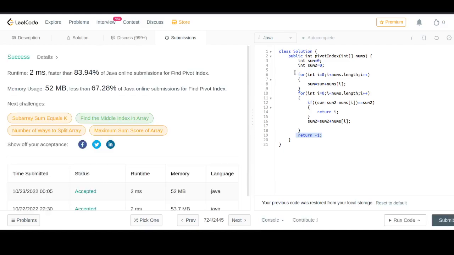The time complexity of this is O(n) plus O(n). We are iterating over the array two times, but separately, so that gives O(n). We are not storing much, only constants, so the space is O(1). So yeah, that's all.